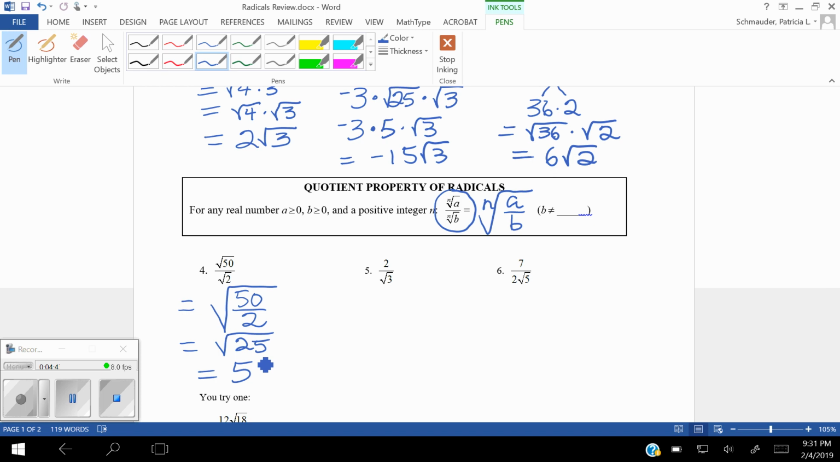Okay, how about number 5? Well, I don't have a radical in the numerator, so I'm not really applying the quotient property here, but what do I know? Well, I know this isn't simplified because I cannot leave a radical in the denominator.